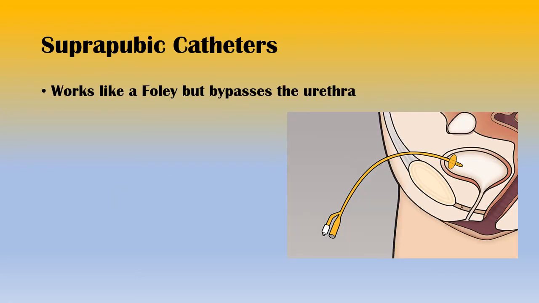Suprapubic catheters work just like a Foley catheter, but it bypasses the urethra. These are usually inserted when there's some type of problem with the external genitalia or the prostate in males, usually prostate cancer. So it just goes through the stomach into the bladder and urine drains that way. The ends are just like the end of the Foley catheter. There's a collection bag and a place to flush.